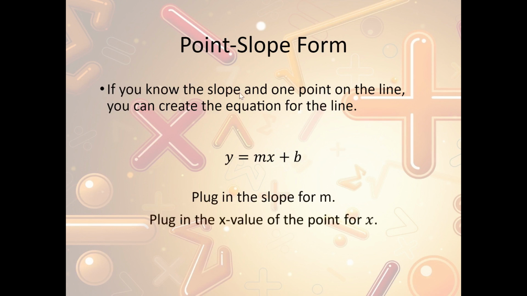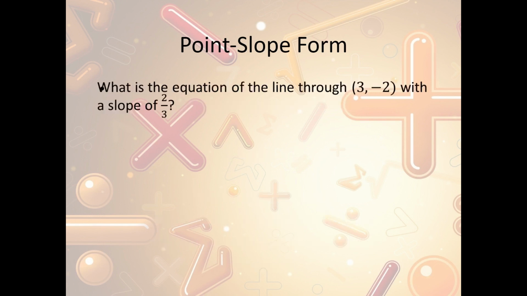Then we plug in the x value of the coordinate. So we're given some ordered pair, and we plug in the x part here, and we plug in the y coordinate here, and now we're left with only one variable, which is b, and we can then solve for b and get the y-intercept. So let's take a look at an example. What is the equation of the line through 3, -2 with a slope of 2/3?